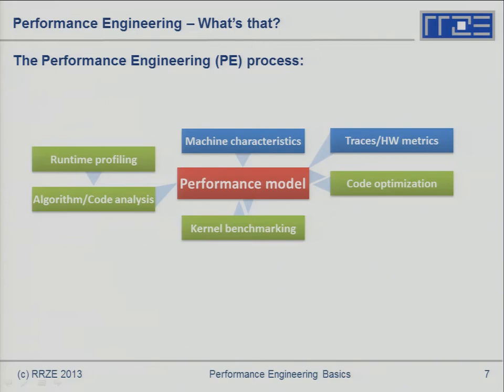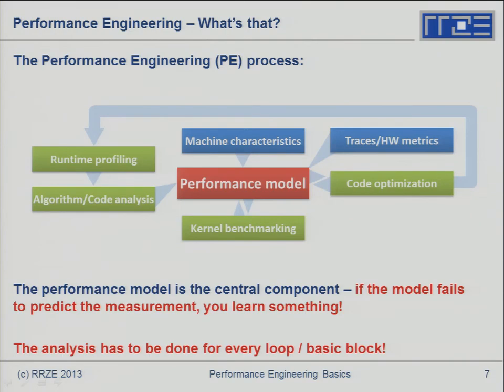And then if I have a working model and my code behaves accordingly, I could think about code optimizations. Ameliorate the bottleneck, lift the bottleneck, reduce the pressure on memory interface, for example, or try to use SIMD execution to speed up the execution of the core, things like that. And then if I've changed my code after the optimization, I go back to the runtime profiling and deal with the next loop that's interesting or important in terms of execution time. Okay, so the performance model in this cycle is the central component. And if it fails, you learn something because you have to challenge your assumptions about code execution.